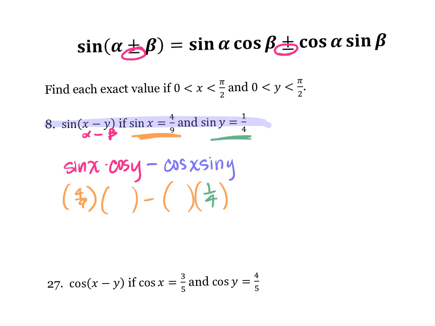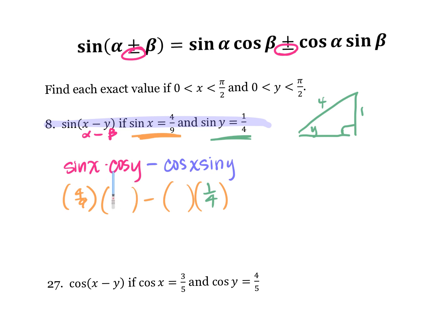Okay, so what we're going to do now is go find the cosine of y. All I know about y is that the sine of y is a fourth. So I want you to draw yourselves a cute little triangle with an angle of y. If the sine of this angle y is 1/4, sine is always opposite over hypotenuse.